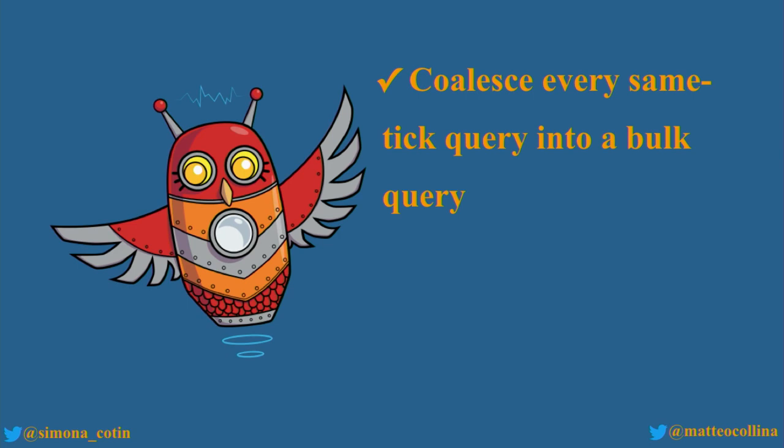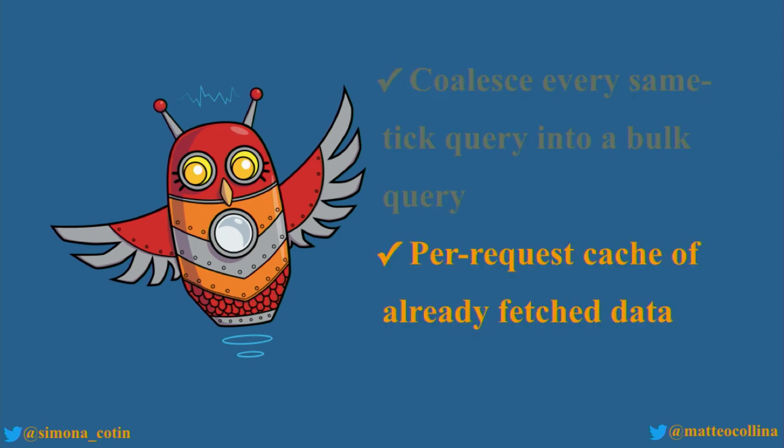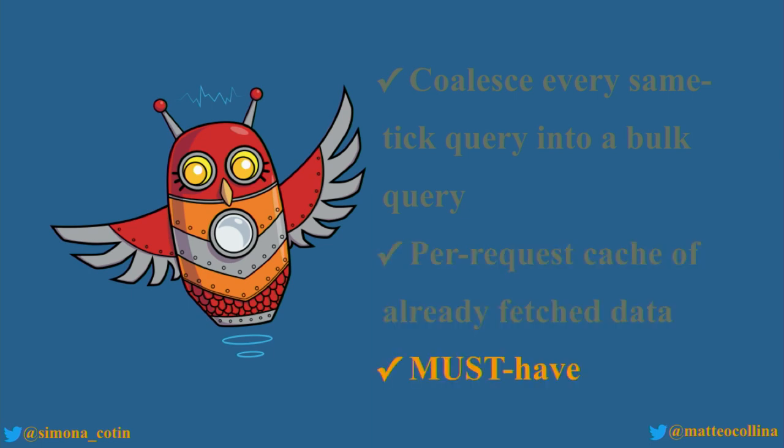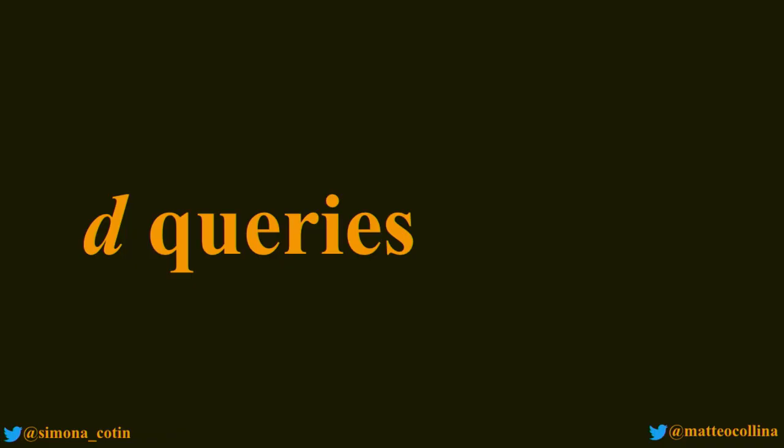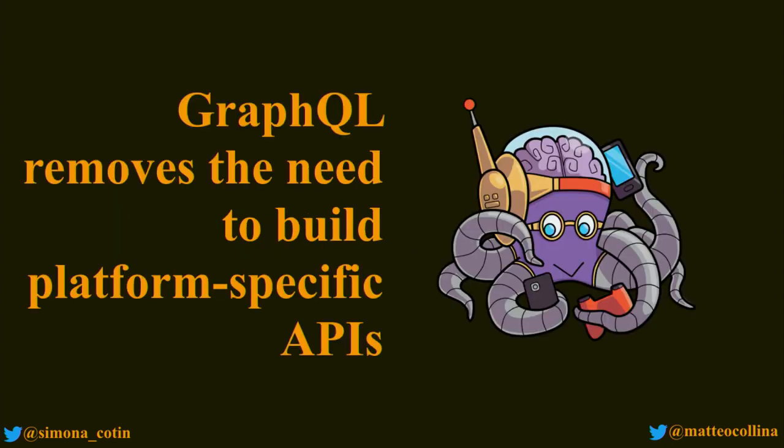And it aggregates every query you do in the same tick into a bulk query so that you avoid the N+1 problem. It also does some per-request caching of already fetched data. So it's really cool, and it's a must-have. You have to use this. Otherwise, big performance problem. So you're probably negating all the benefits that GraphQL is giving you. And you get the queries.